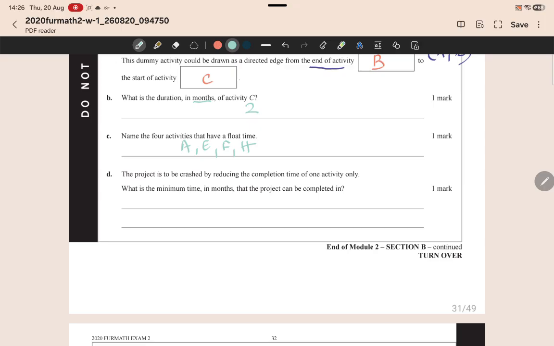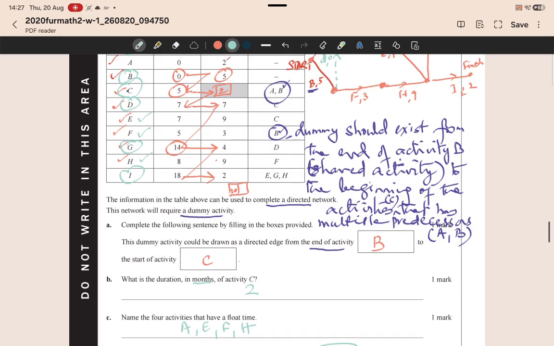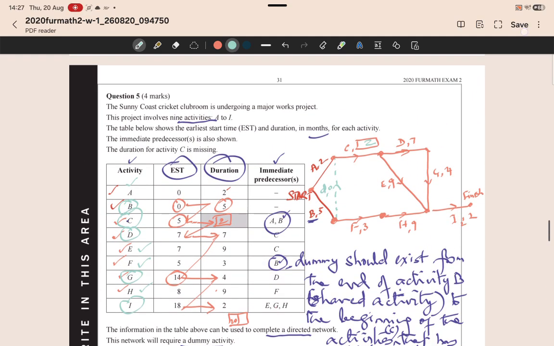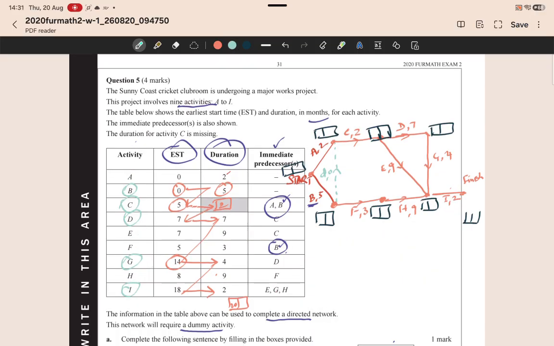The project is to be crashed by reducing the completion time of one activity only. What is the minimum time in months that the project can be completed in? So in order to answer this question, it's easier if you actually draw the activity network, as I have done.